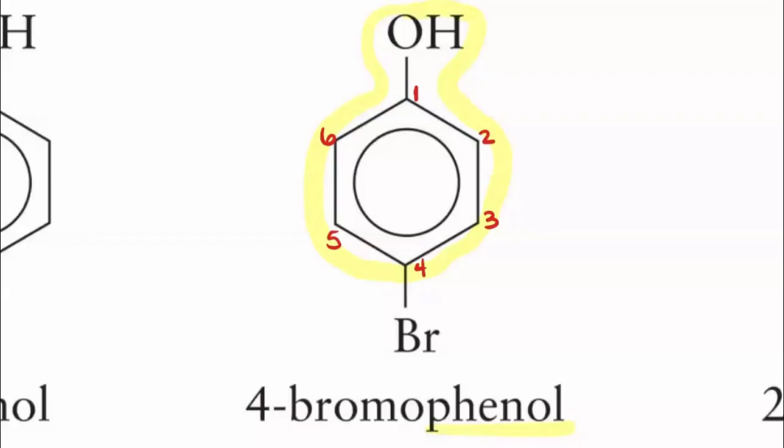At the end of the day, we see that at position 4, we have a bromine. That's why the prefix is location, name of the substituent, which is 4-bromo. And the correct name for this compound is 4-bromophenol.